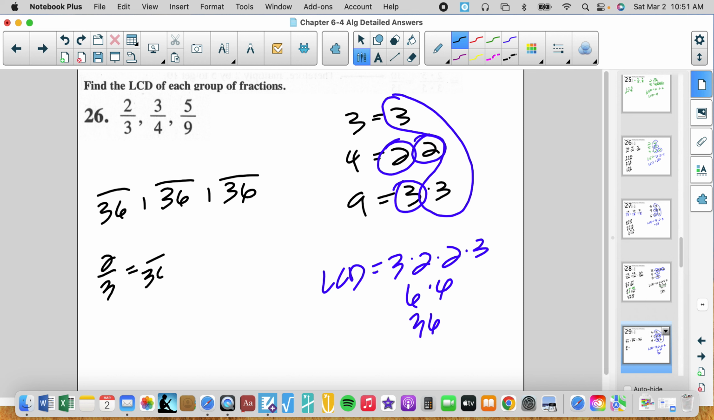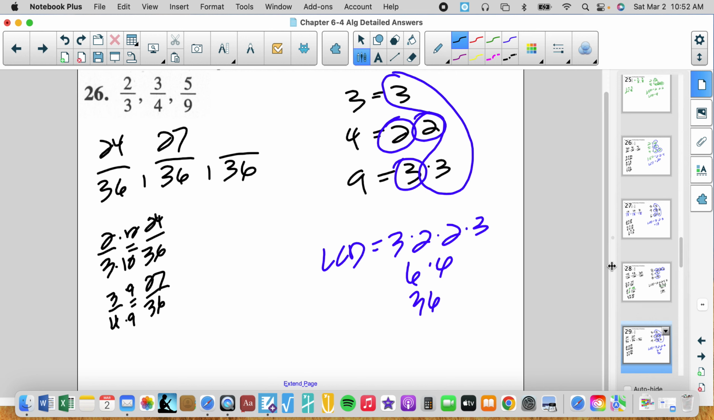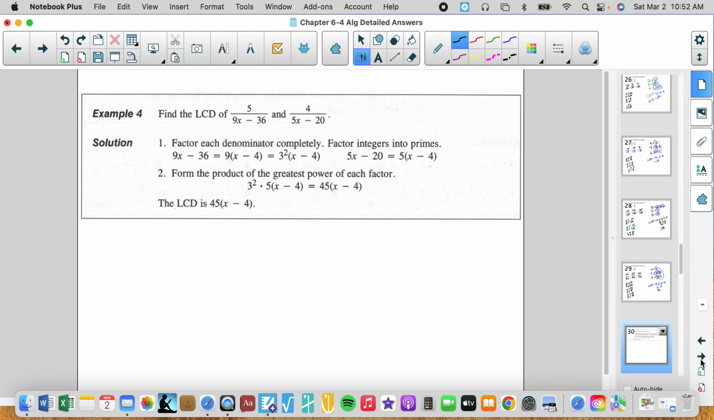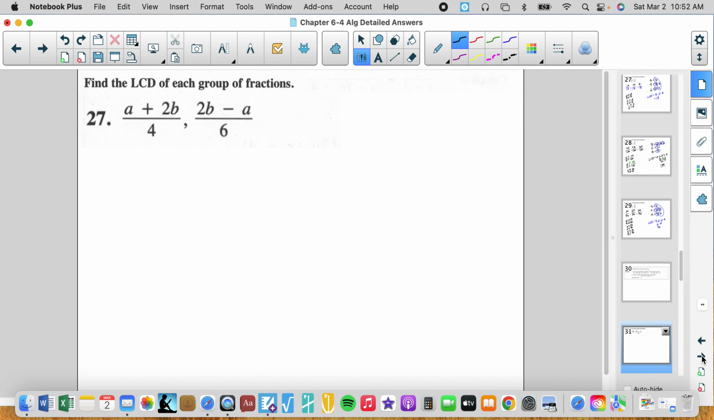2/3 equals 36. That's going to be times 12, which is 24. 3/4, 36 is going to be 9, which is 27. And 5/9, 5/9 times 36 is 4, which is 20. All these problems are still being done, completed in less than a minute. So let's keep to this.